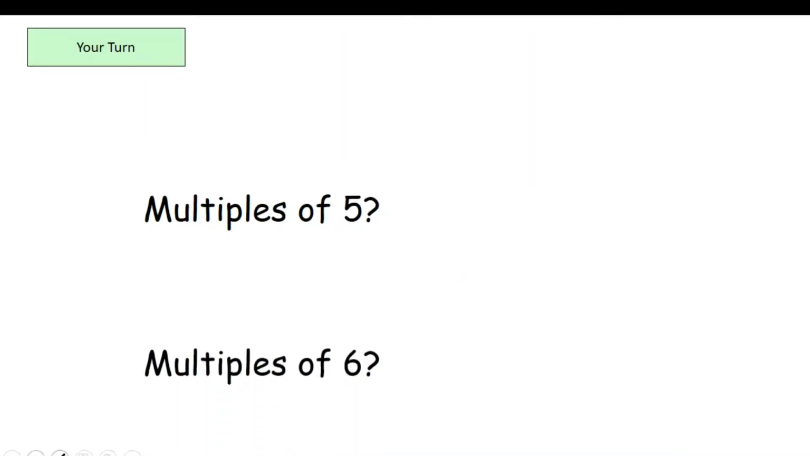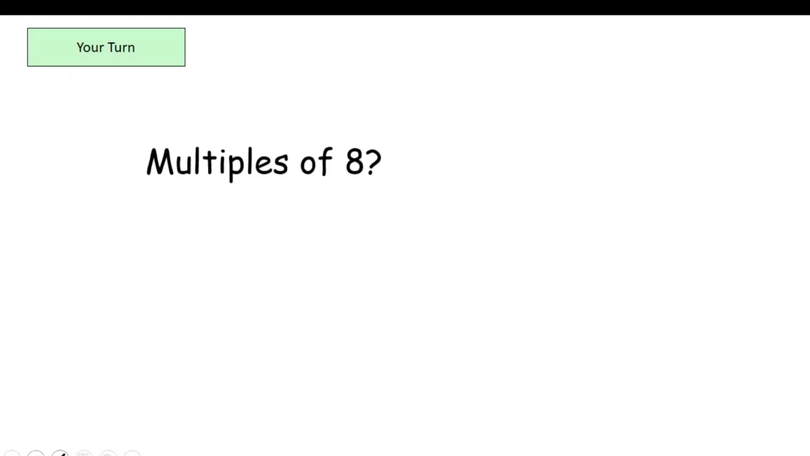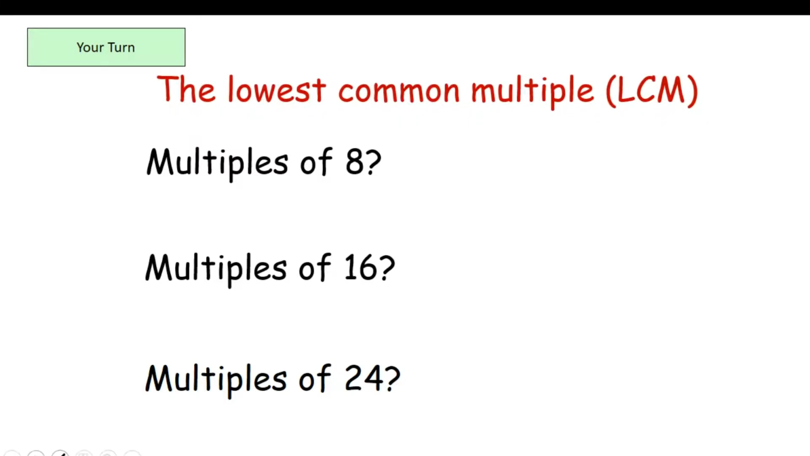Your turn. What's the lowest common multiple of 5 and 6? Pause the video now, have a go. Again, lowest common multiple of 8, 16 and 24, please. So, pause the video now, have a go. Answer 48.